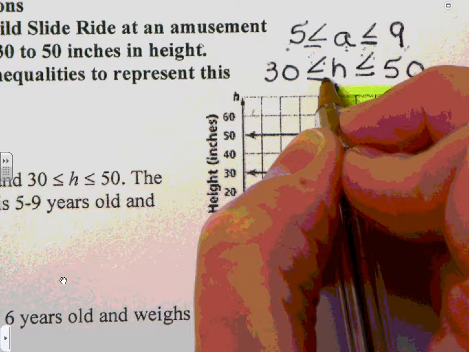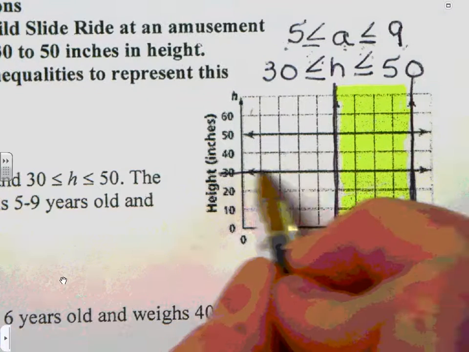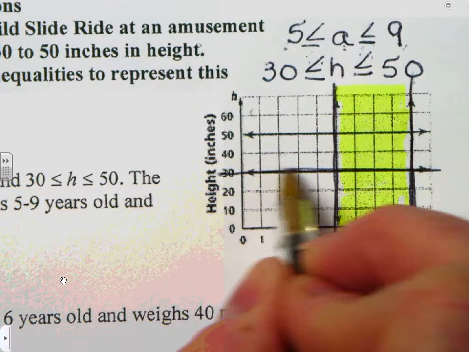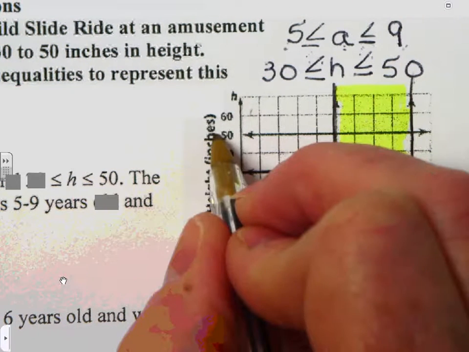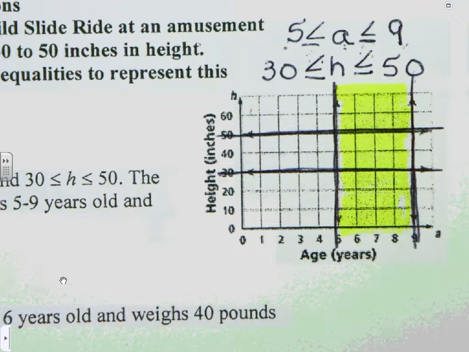So now we're going to build our horizontal lines between 30 and 50. So at 30 is a solid line, because we could be 30 and we could be 50. Where will we shade on this particular one? In between those two lines, right?